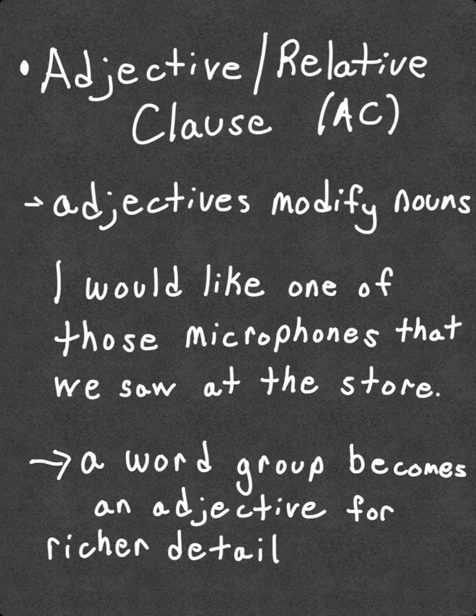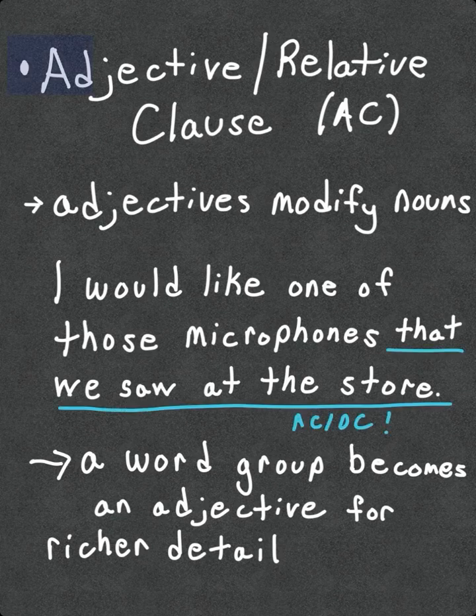Let's take a look at the next example, because I think it really starts to make these dependent clauses more clear. Before we move on, I'm just going to underline that and put ACDC just to show that it's an adjective clause, dependent clause.